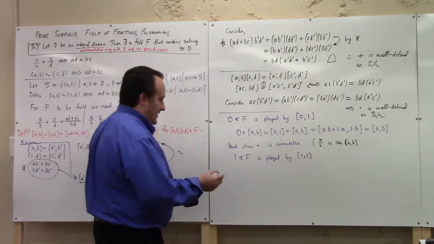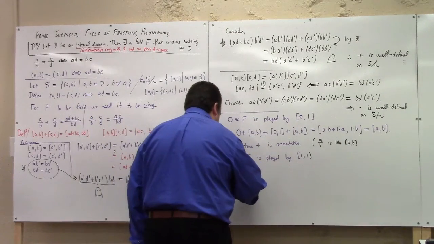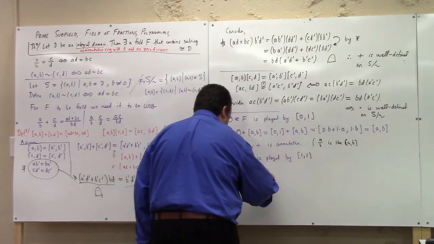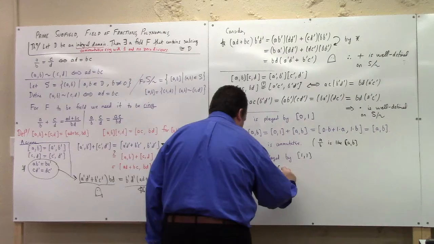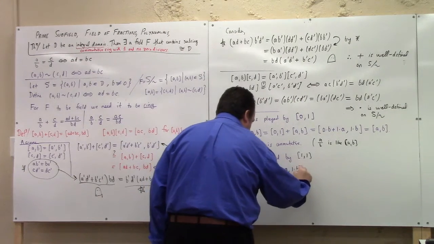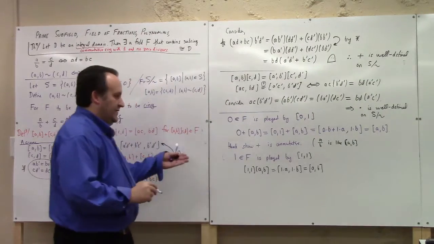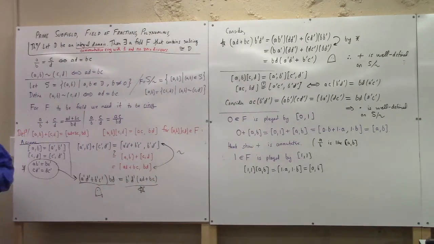And you can try it out. Try it on for size, right? So like (1, 1) multiplied by (a, b), what's that equal to? 1 times a, comma, 1 times b, that's (a, b) again, right? So that shows you that the equivalence class generated by (1, 1) is serving as the multiplicative identity in this field of fractions we're building. Does that make sense?